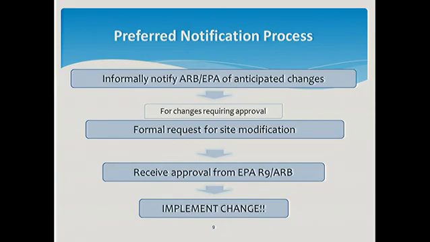For those changes that require approval, again, station or instrument shutdowns, relocations, or new sites, you need to work with us, develop a plan, and submit a formal request for site modifications, receive approval from US EPA, and then implement the change. And there's a lot of timing on those processes that is really important.